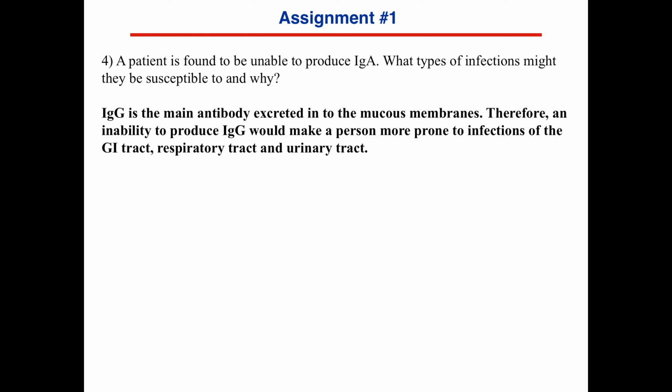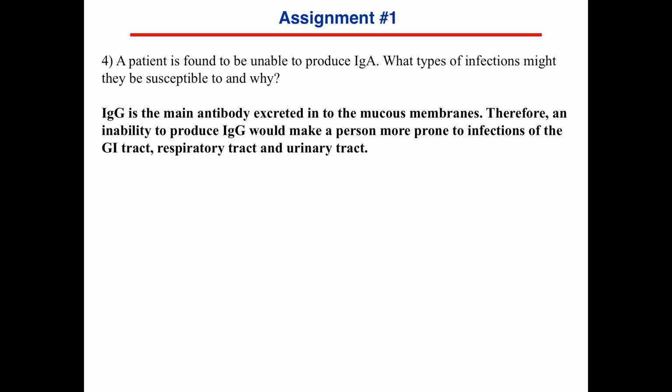4, this patient is found to be unable to produce IgA, and IgA is the main excreted antibody. There's a mistake here. That should be IgA, not IgG. So IgA is the main antibody excreted in the mucous membranes. Therefore, inability to produce IgA would make a person more prone to infections of the GI tract, respiratory tract, and urinary tract. So remember, it's IgA, not IgG.